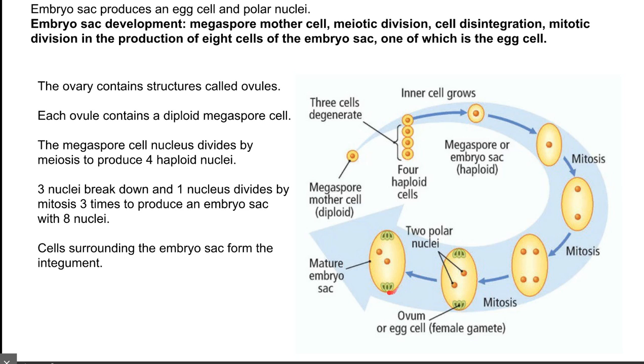This cell here with 8 nuclei is called the embryo sac. The 2 nuclei in the middle are called polar nuclei, and the middle nucleus on the bottom is the egg nucleus. So there are actually 3 gametes here, an egg nucleus and 2 polar nuclei.